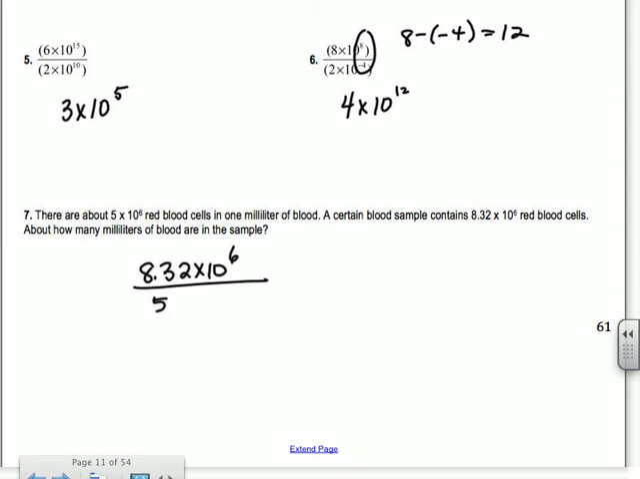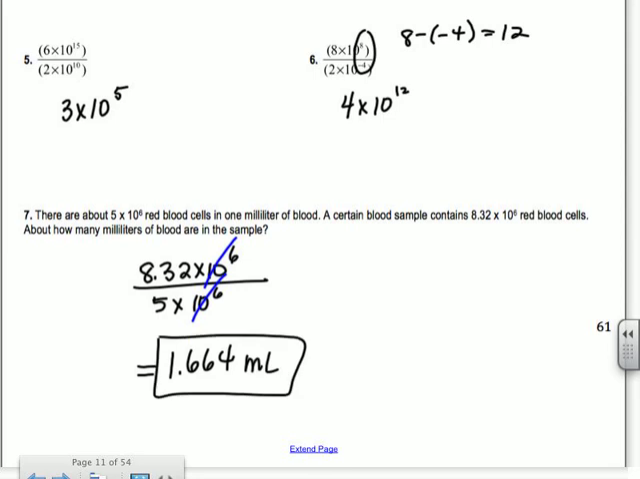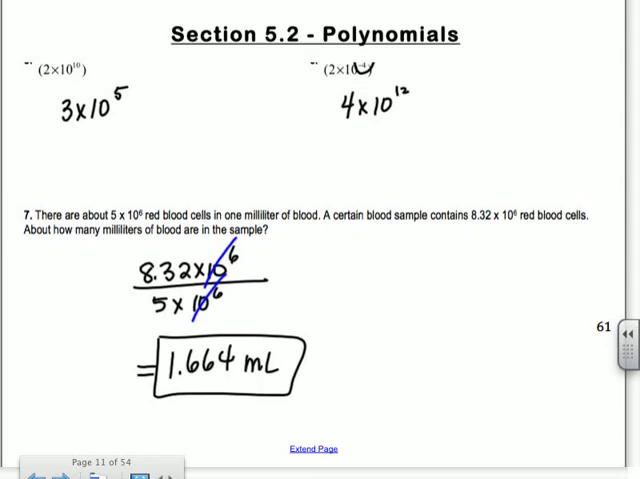So you're saying 8.32 times 10 to the 6th, you're going to divide by 5 times 10 to the 6th. The 10 to the 6th go away. So you need to find 8.32 divided by 5. What do you get? 1.664. So that's the number of milliliters of blood. So that's it. That's the last one, right? Yep.